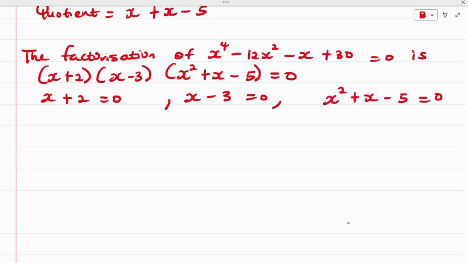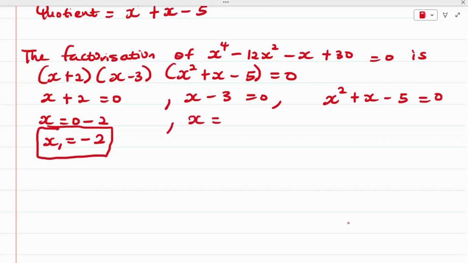So from here we have that x is equal to 0 minus 2, and x is equal to minus 2. So I'm going to call this x1. So this is the first value of x. So from here we have x is equal to 0 plus 3, and x is equal to plus 3. So I'm going to call this x2. So we have the value for x2.